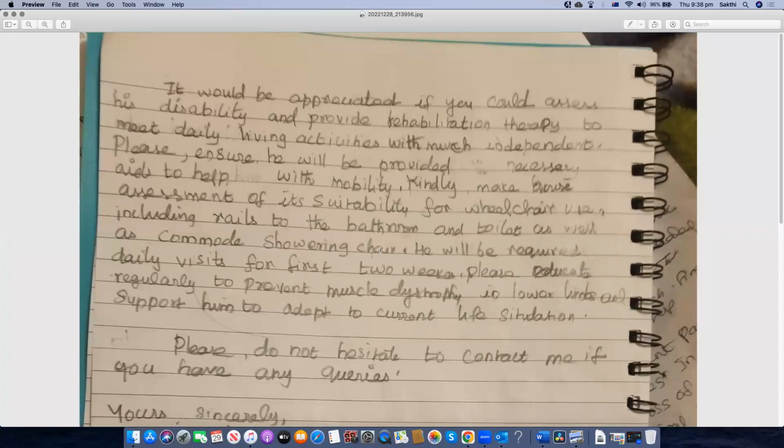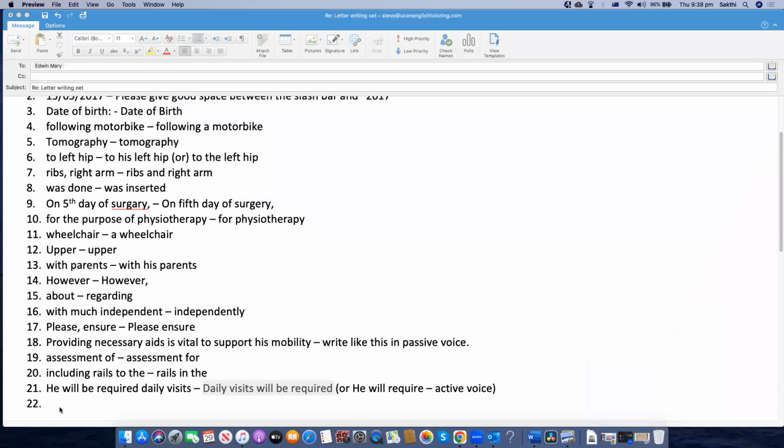Okay, what's the next one? Where were we? It's here. "Daily visits will be required for first 2 weeks." Okay, there's a full stop. It's okay. And then "please educate regularly to prevent muscle dystrophy in lower limbs." Educate regularly. Whom do we need to educate? If you ask a question, are you getting the answer there? Educate regularly. No, educate him regularly. If it is a male, you have to say educate him regularly.